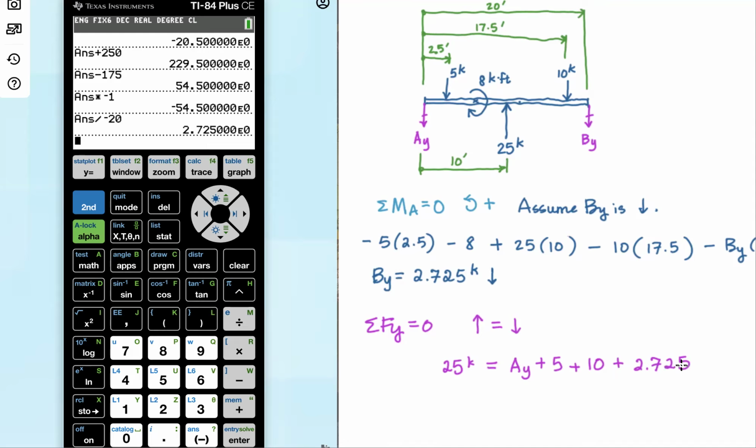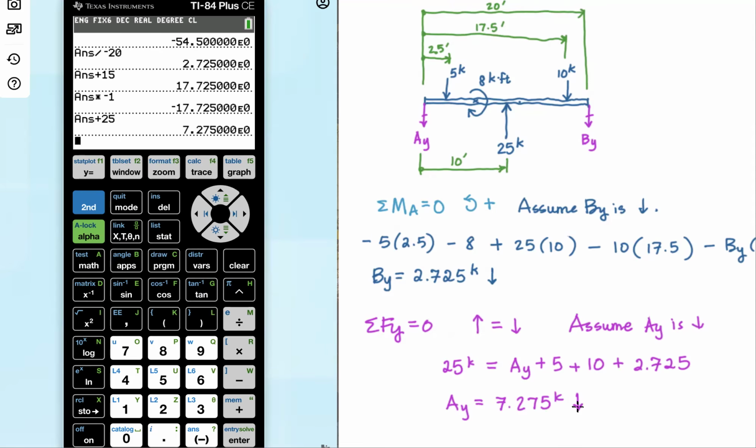2.725 kips. And since I've got that in my calculator, I'm just going to say plus 15 times negative 1 plus 25, and I get A sub y equals positive 7.275 kips. Assume A sub y equals downward. So that positive sign in our result just validates our assumption.